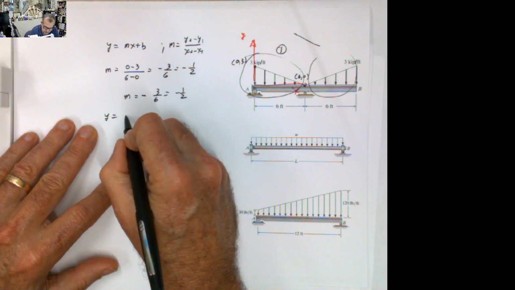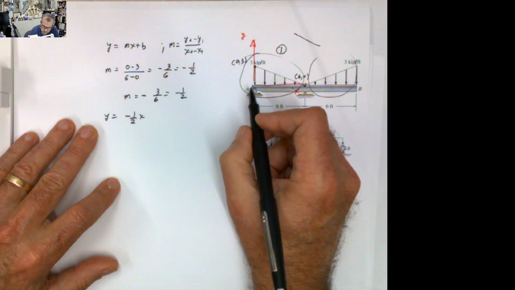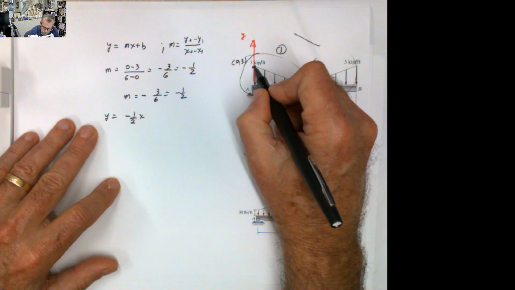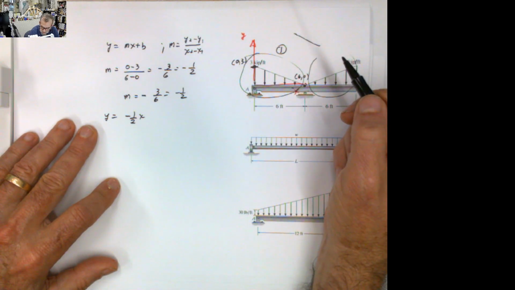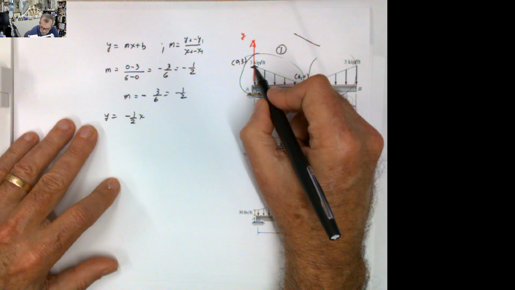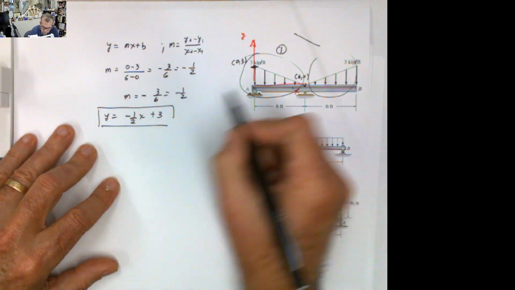Once you have the slope, the other part that you have to recognize is the y-intercept. y equals negative 1/2 x, slope times x, plus the y-intercept. And the y-intercept is just the point where the equation cuts the y-axis, at the origin. And this point is 3. And that will be your equation for that load.